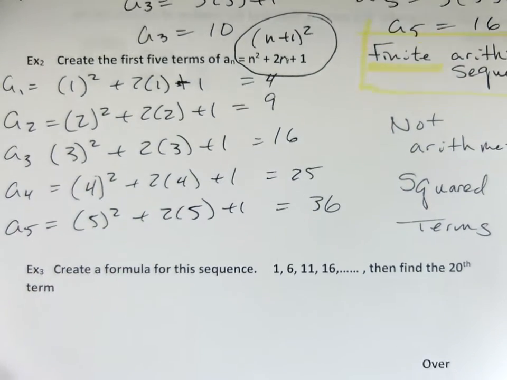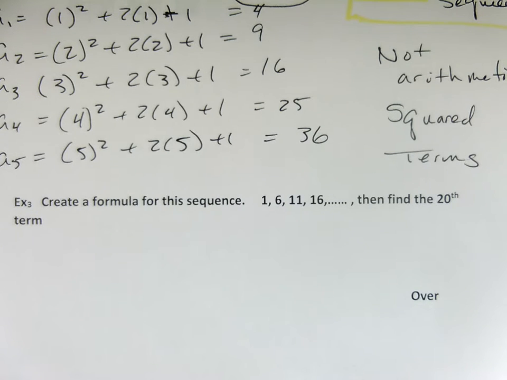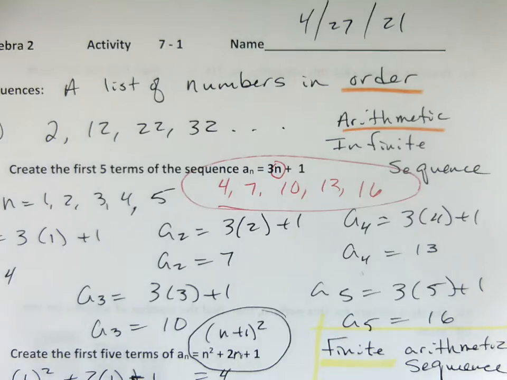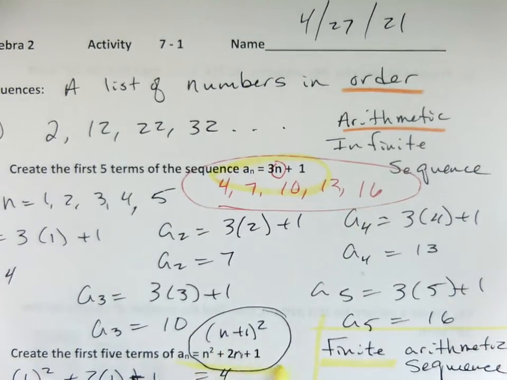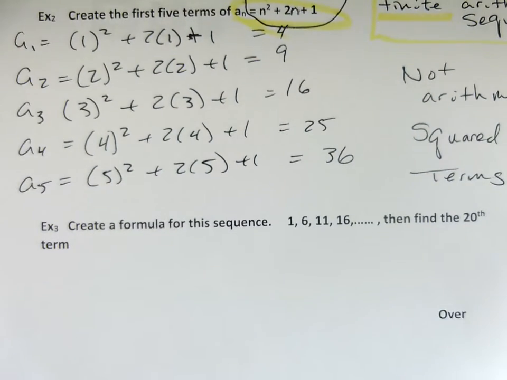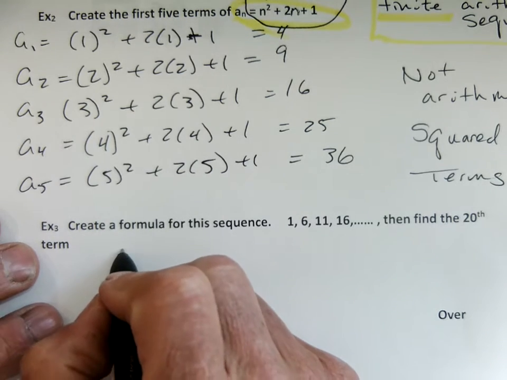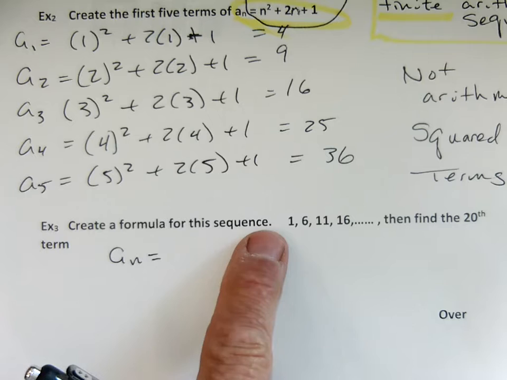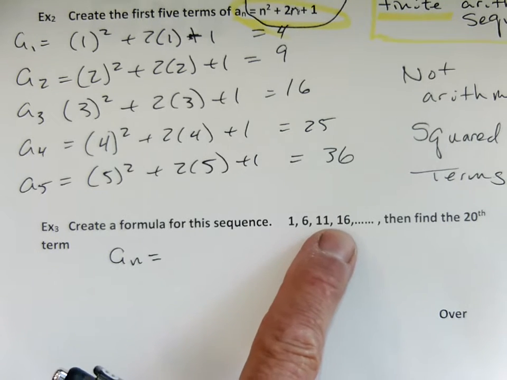All right, now, example 3. Create a formula for this sequence, and then find the 20th term. Well, my formula is going to look like a of n equals some blah, blah, blah. So we need to actually create the formula, okay? Let's start off with a of n equals. What do you see that's going on? I go from 1 to 6 to 11 to 16.